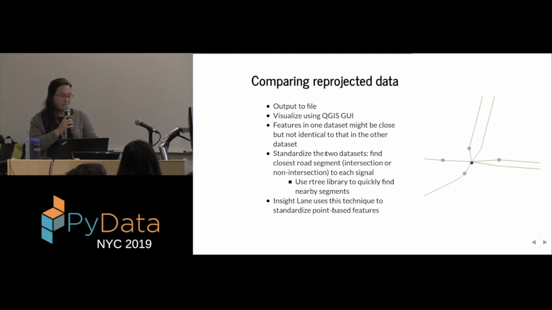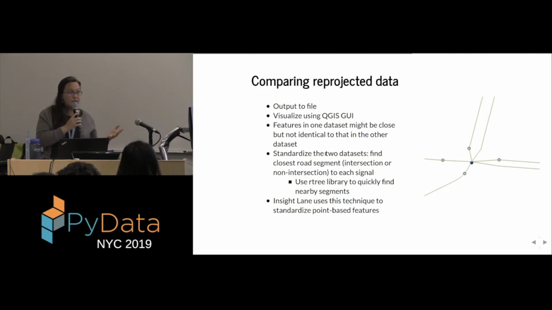All right, so we projected our data. Behind the scenes, I did the OpenStreetMap data as well. I output it to file behind the scenes, and then I use the QGIS GUI to visualize most of the time. And so the picture there is just a portion of the signal data and the segment data for Cambridge in the QGIS GUI. The outlined layer lines are the OpenStreetMap traffic signals, and the dark circle is the municipal signal. So we'll see often that features in one data set might be close to, but not identical to the other data set. These don't line up exactly, but they do correspond to the same intersection.